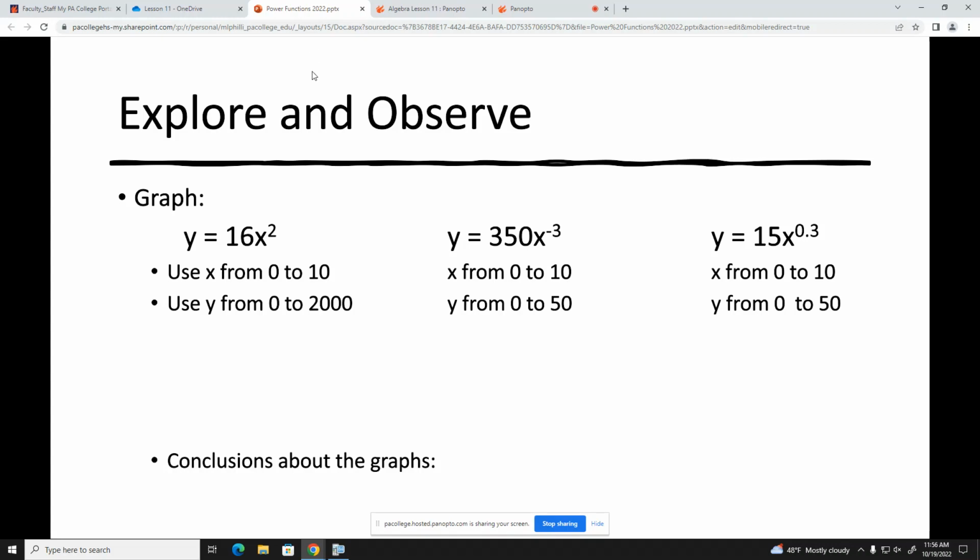In this video, we are going to look at the graphs of three different power functions. We know that these are power functions because in all of them, there is an exponent and the exponent is known. So our power functions have a known exponent.